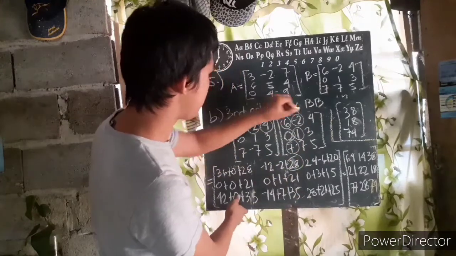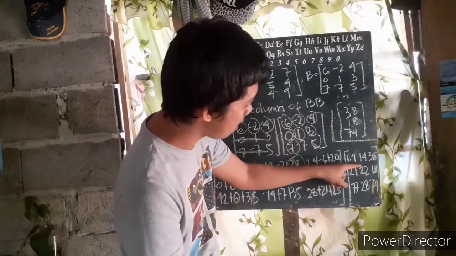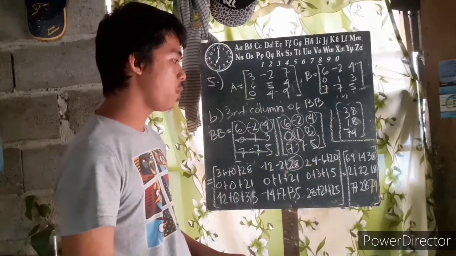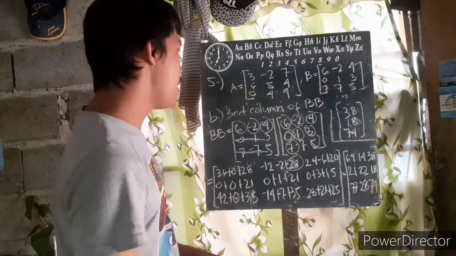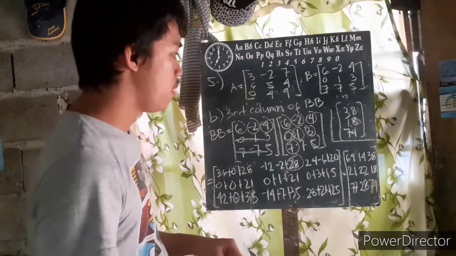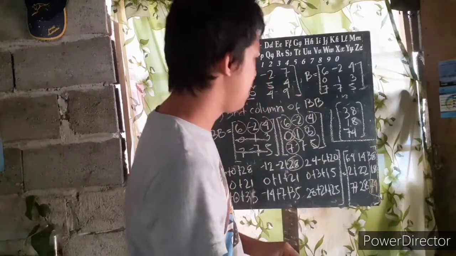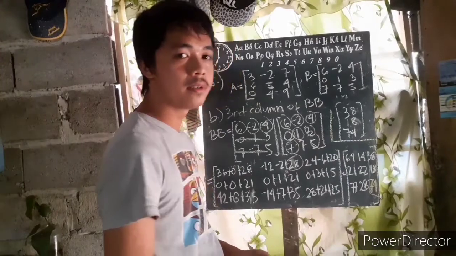Then, and so on and so forth, until we come up with this answer. So the answer is 64, 14, 38, 21, 22, 18, 77, 28, and 74. And now we can find the third column of the BB. So the third column is here. The answer is 38, 18, and 74.